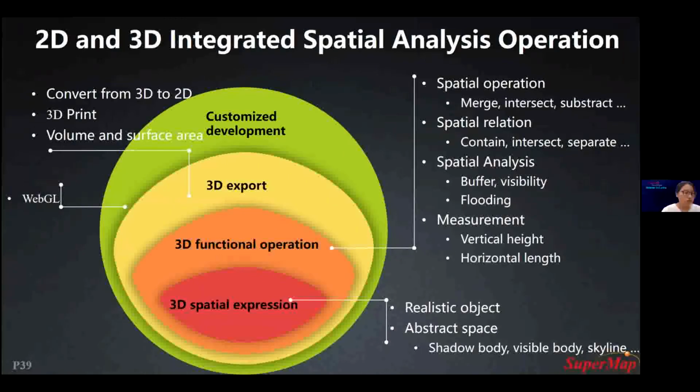3D GIS also provides many analysis functions. There are four aspects: 3D spatial expression and 3D functional operation, and it can also be exported to print 3D and convert from 3D to 2D, and it also supports customized development.